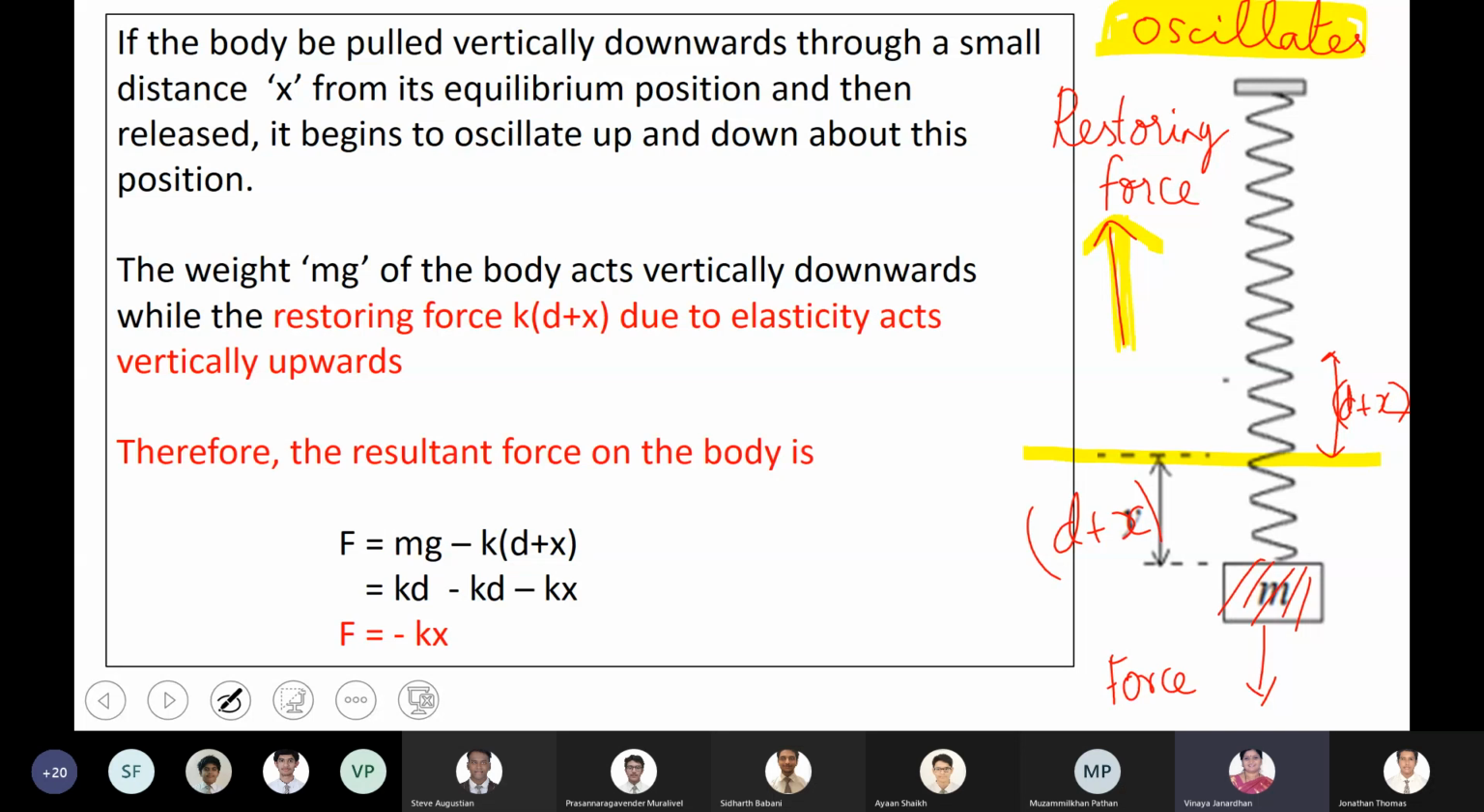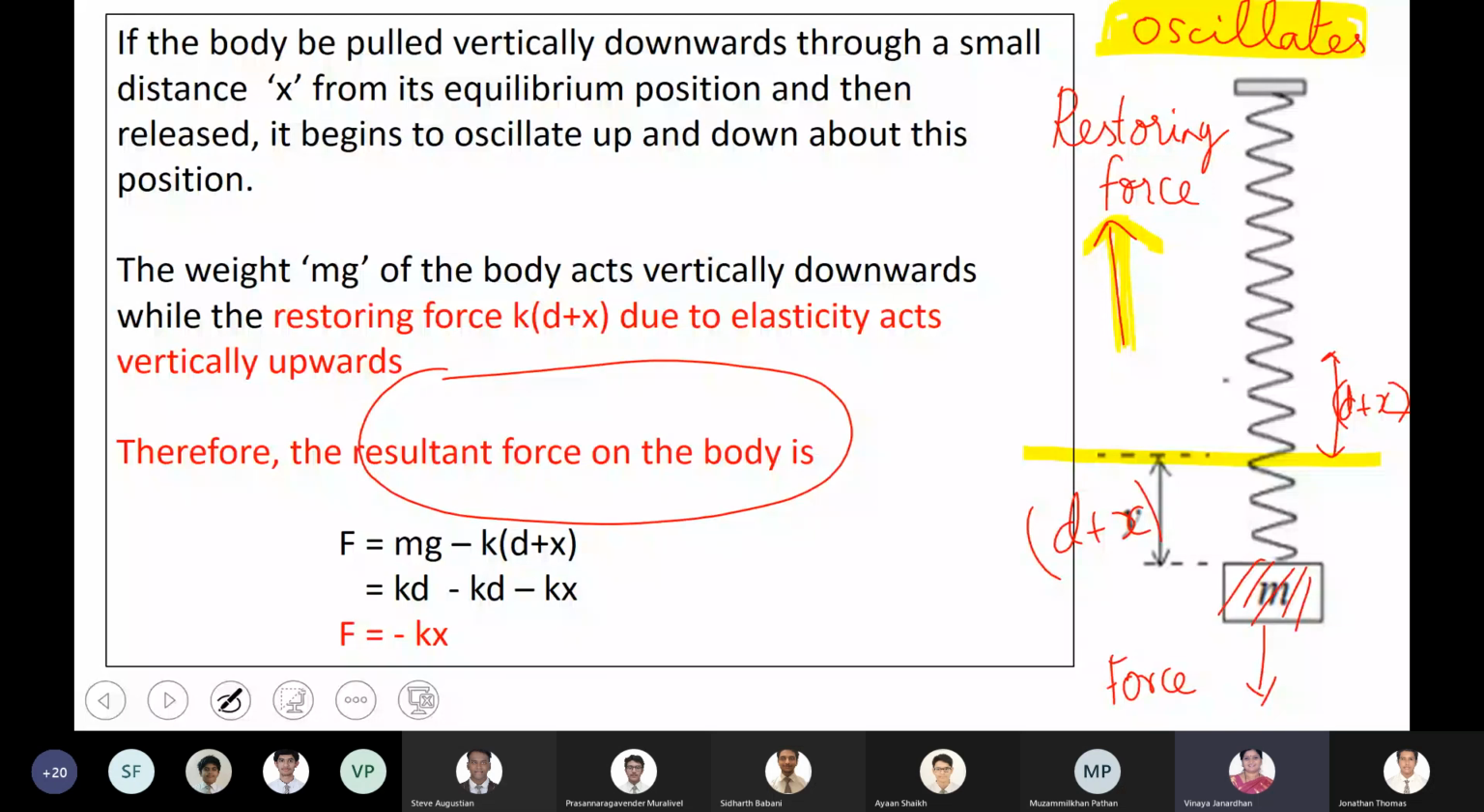You have a loaded spring. You apply a force on the block, pulling it in the downward direction so that the spring undergoes a total displacement of d plus x. Now you leave the block, so the block will move above the mean position. It goes d plus x meters above, and comes d plus x meters below the mean position. It begins to oscillate. When a body is oscillating, which means it is moving, there should be a net force acting on the body. So what is the resultant force acting on the body?